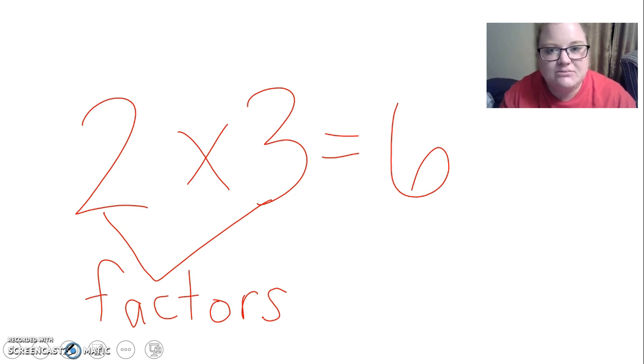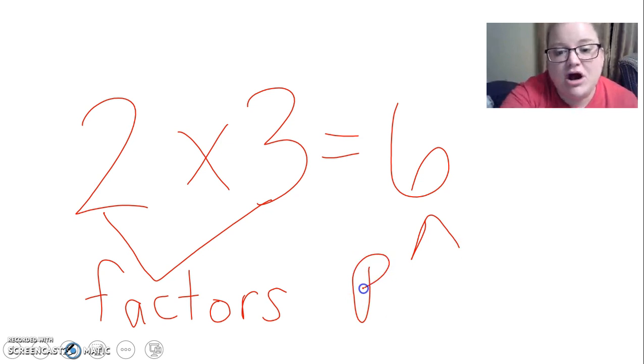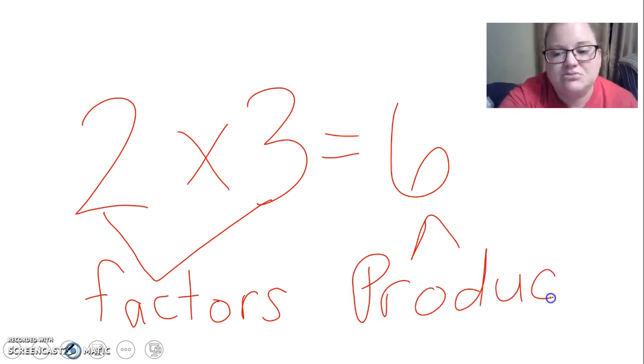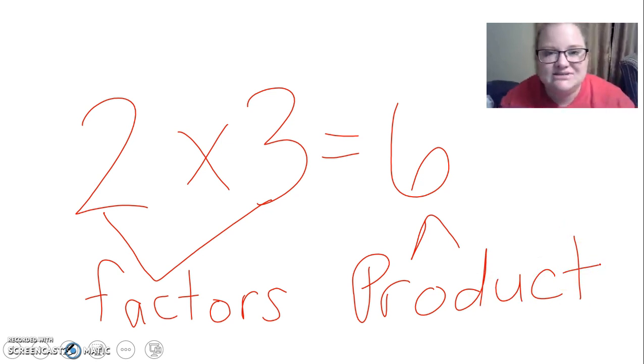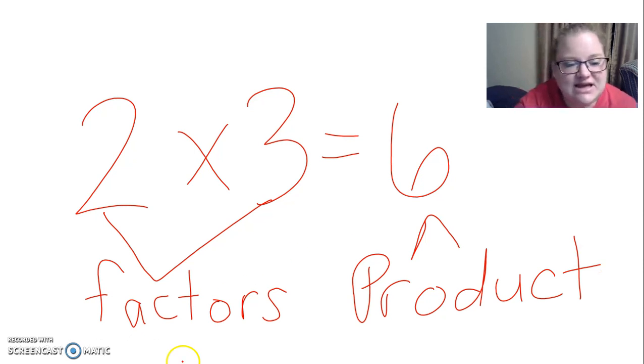Those are the two numbers that I'm multiplying, and the 6 over here on this side of the equal sign is going to be my product. Now the product is the answer to a multiplication problem. The product tells me my final number. It is always what my two factors equal. And so my factors are 2 and 3, and my product is 6 in this case.